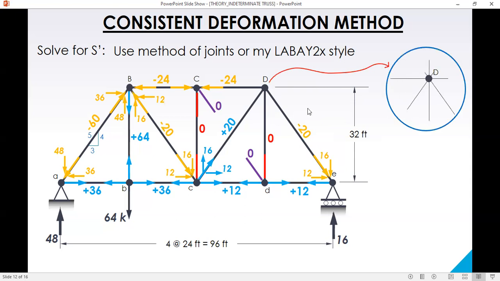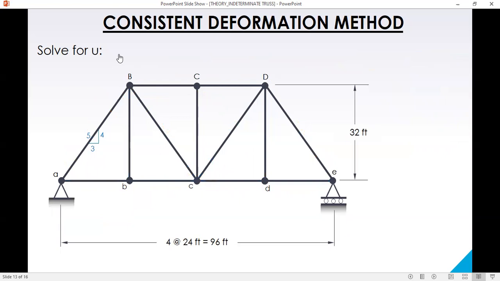So joint D, we have these components 12, 16, and then 24 compression, and then 0, and then this diagonal tension 16 and 12. Okay, we look at the horizontal forces, balanced, vertical forces, balanced. So the analysis is correct. Okay, so next, we solve for U, values of truss members due to unit load.